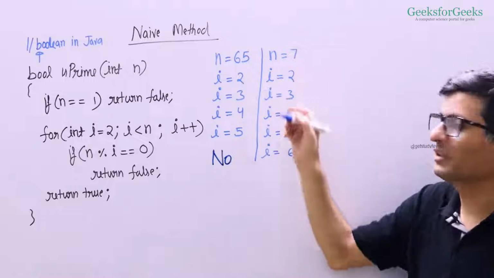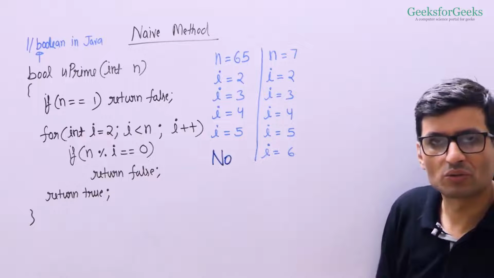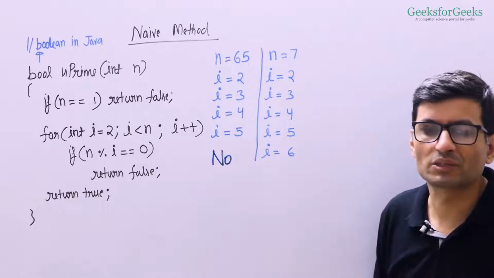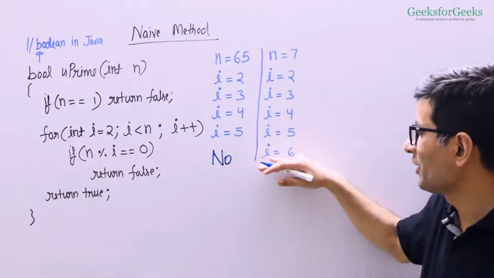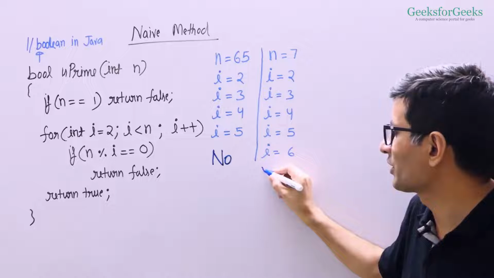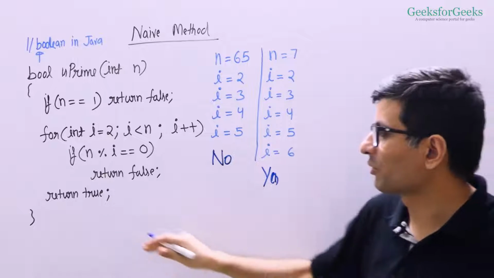Let's now see for 7. We are going to begin with i equal to 2. It's not dividing 7. 3, 4, 5, 6. None of these numbers divide 7. So when we come out of the loop, we return true. It's a prime number. So our output is going to be yes. We return true for 7.